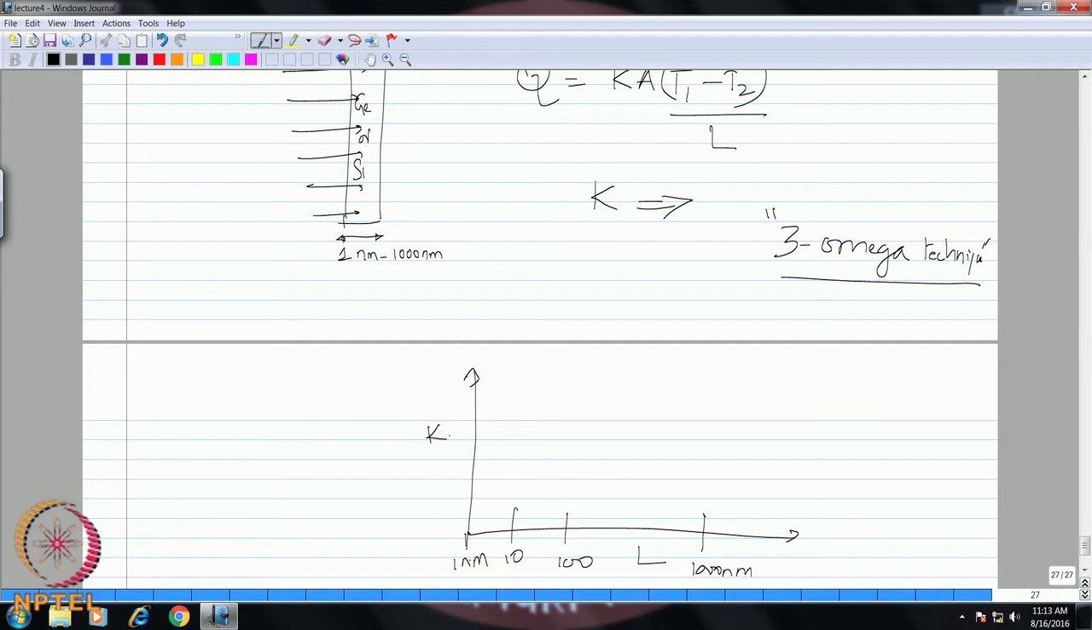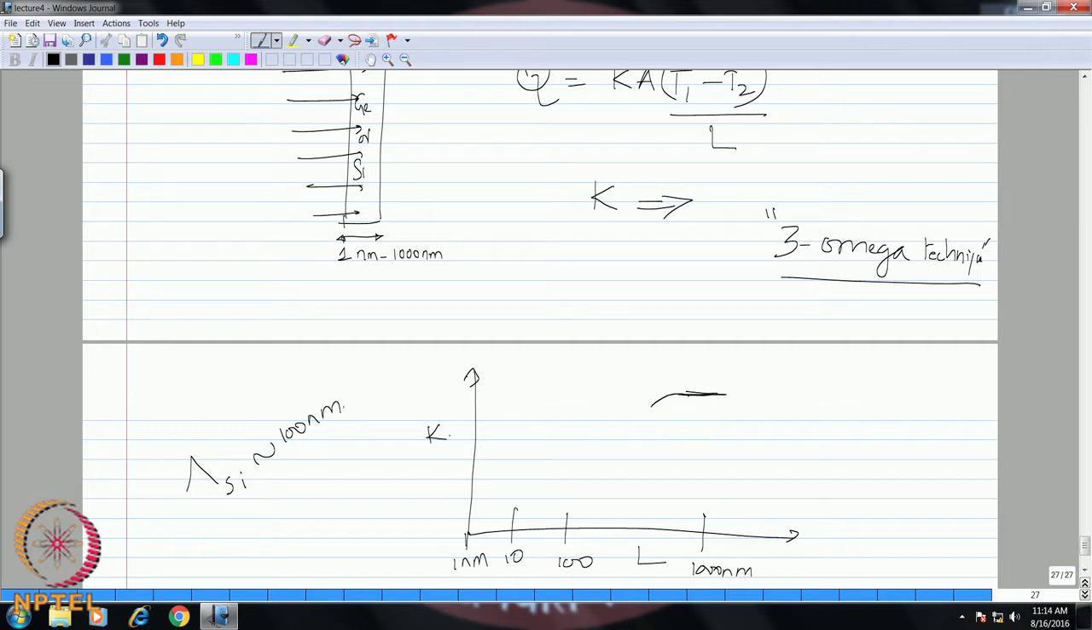Okay. So, you find that the value of k will be somewhat close to the bulk value here, because this is where there are no microscale or nanoscale effects. Your mean free path, for example, if you take the case of silicon, will be of the order of 100 nanometers. So, at this particular point the Knudsen number will be 0.1 or less.